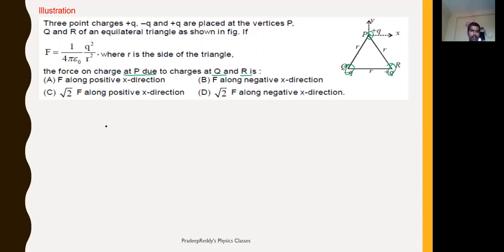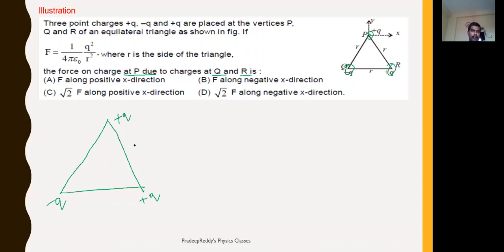Now let us take, here it is minus Q charge, here it is plus Q charge, and here it is plus Q charge.